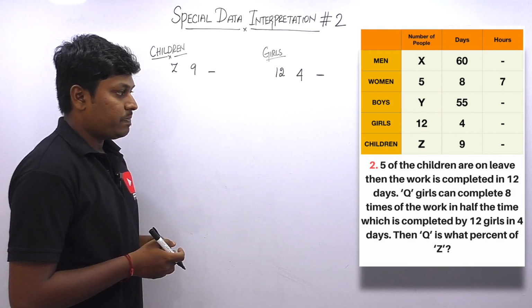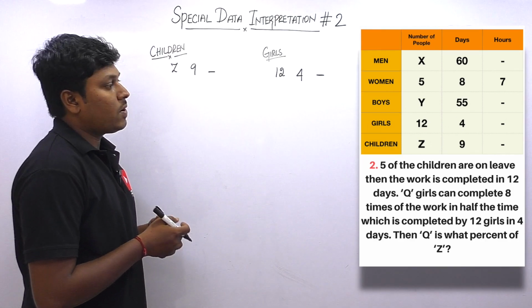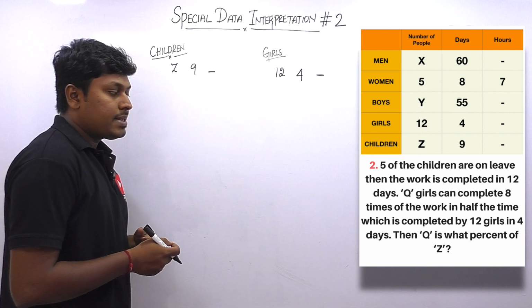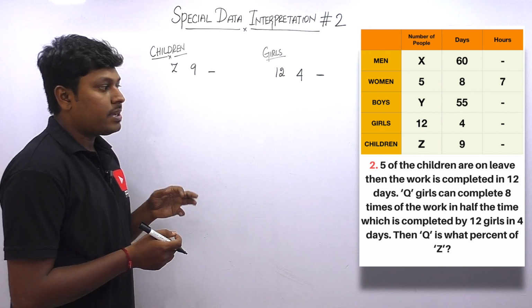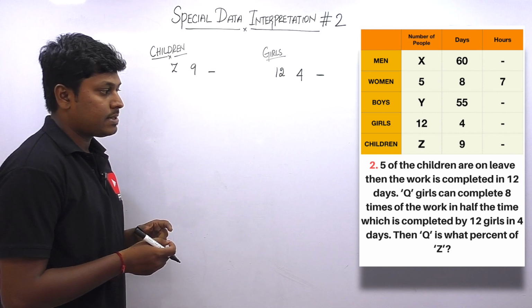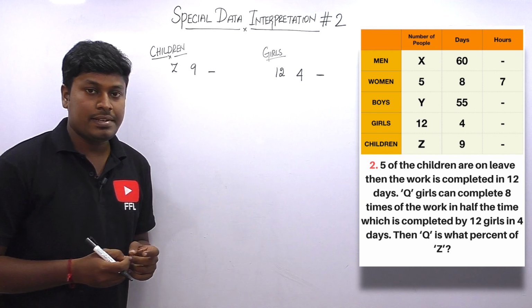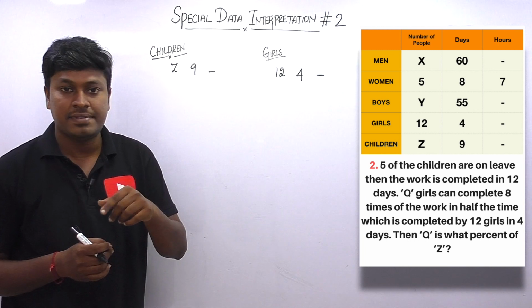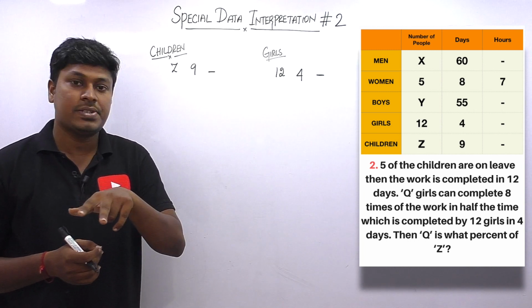Question number 2. 5 of the children are on leave. The work is completed in 12 days. Q girls can complete 8 times of the work in half the time which is completed by 12 girls in 4 days. Then Q is what percentage of Z? So what is our target? Our target is to find Q is what percentage of Z, which means X is what percentage of Y.